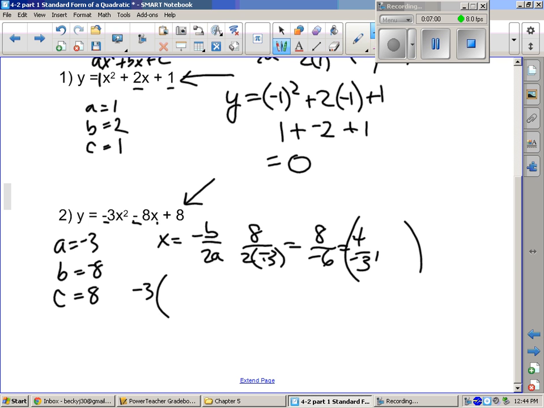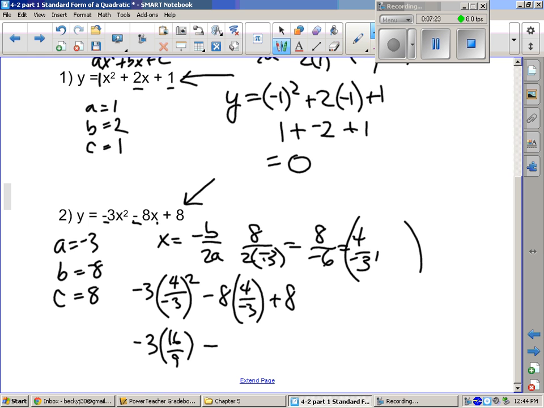Okay. All right, so negative 3 times 4 over negative 3 squared minus 8 times 4 over negative 3 plus 8. All right, you got to do your exponents first. So 4 over negative 3 squared, the negative disappears because it gets squared, and I get 16 ninths. Oh, you just square both. Yeah, square both, top and bottom. And then this one, pretend it's 8 over 1. You can multiply straight across.